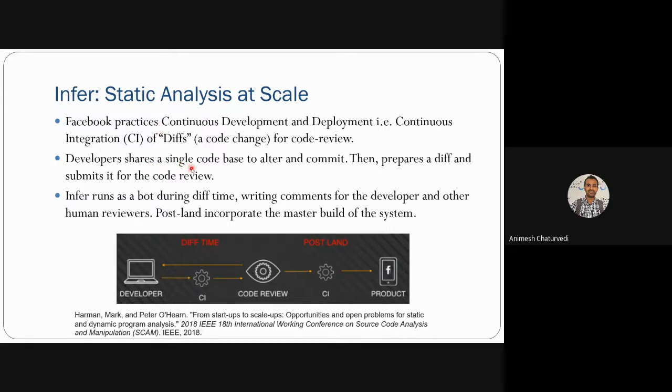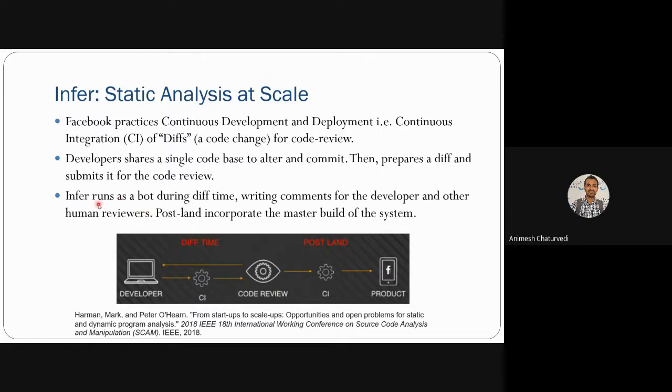Then the developer shares a single code base to alter and commit. The developer prepares diffs and submits them for code review. So the developer shares one code base where all alteration and commits take place. Then the diff file is prepared after code differencing happens. This diff file goes for review. Then Infer runs as a bot during diff time. How does it run? Infer runs as a bot during diff time.